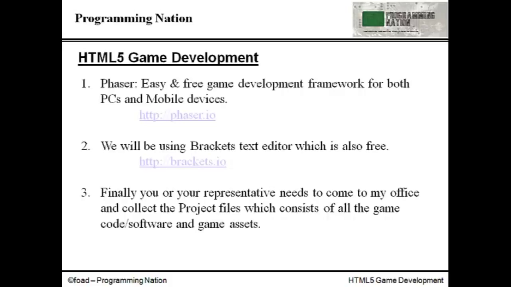Finally, you should know that to do HTML5 game development, we need some software and some source files. Two such softwares are Phaser, which is a game development framework for desktop computers and mobile devices. You can download it from phaser.io, or you can just come by my office and get it, because you have to come and get all the source files from me anyhow. Another software we'll be using is Brackets, which is a text editor. You can download it, or you can come and collect it from my office.